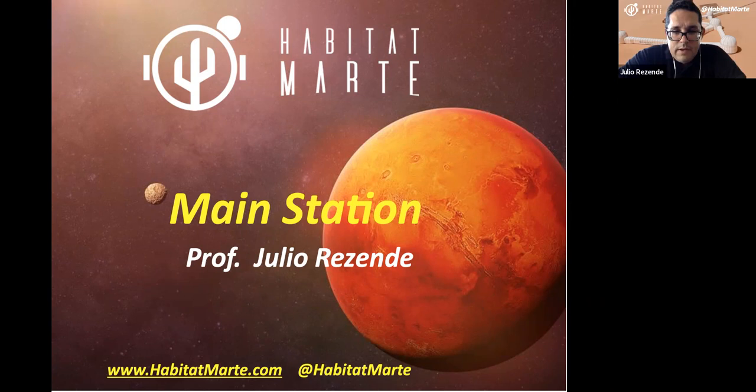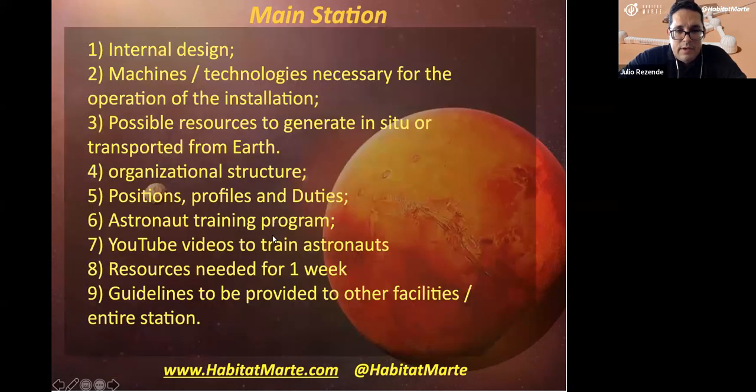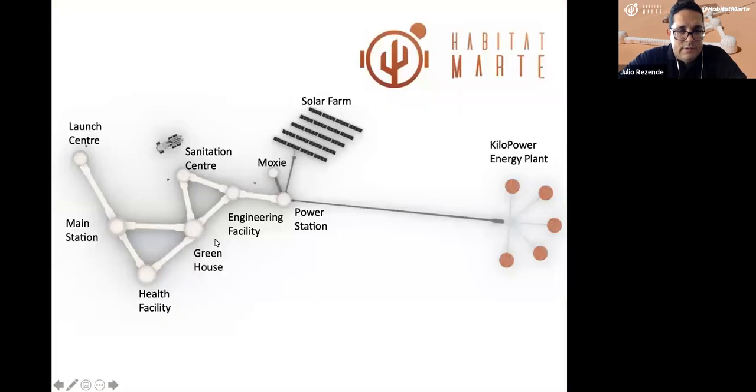The main station is supposed to be operating on Mars. Okay, in this case, we are starting. We have many different topics to be discussed in this presentation. In this case, this is the idea of the main station operating on Mars.